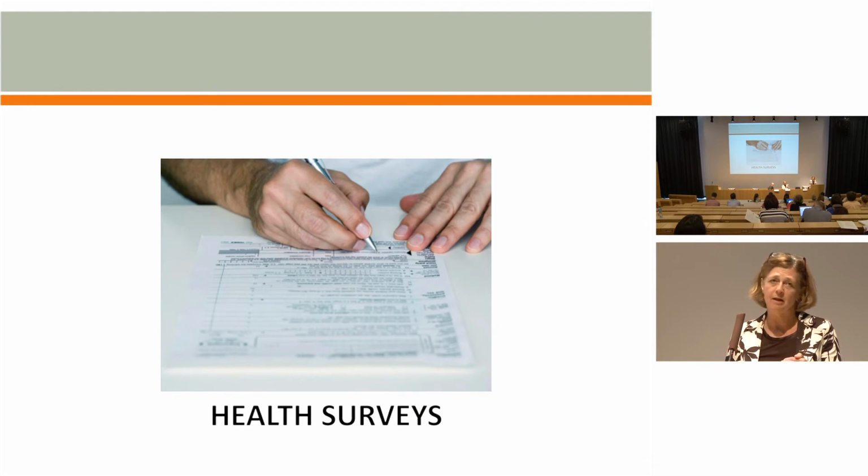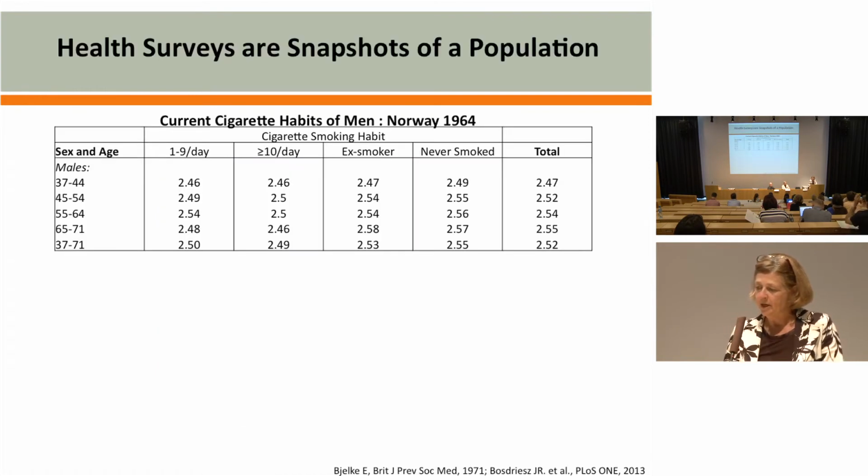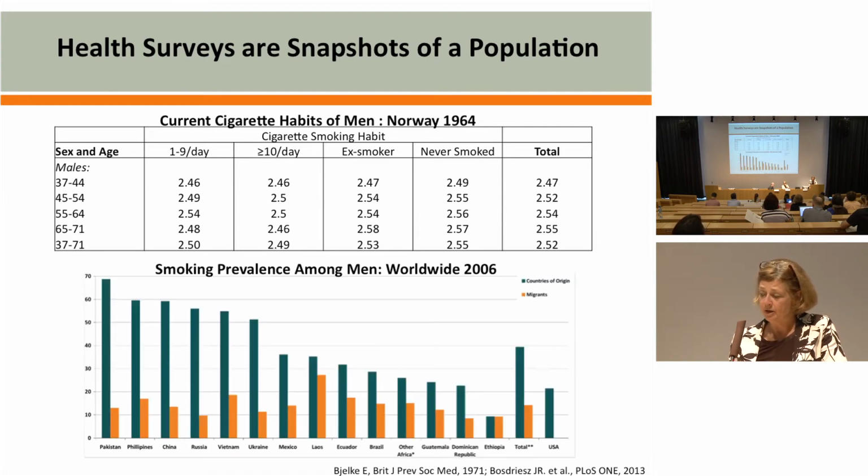Typically the route we've taken is to do population surveys. We get patient-reported health status and risk factors, and we can get a representative sample of the population. We developed a lot of sampling methodology to do that. Here you can take a look at the prevalence of cigarette smoking back in 1964, and you can see in 2006 we're really still doing the same thing.